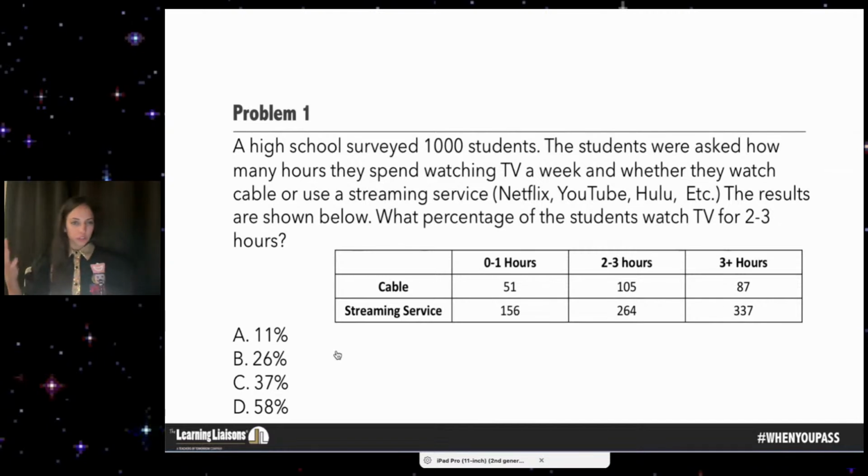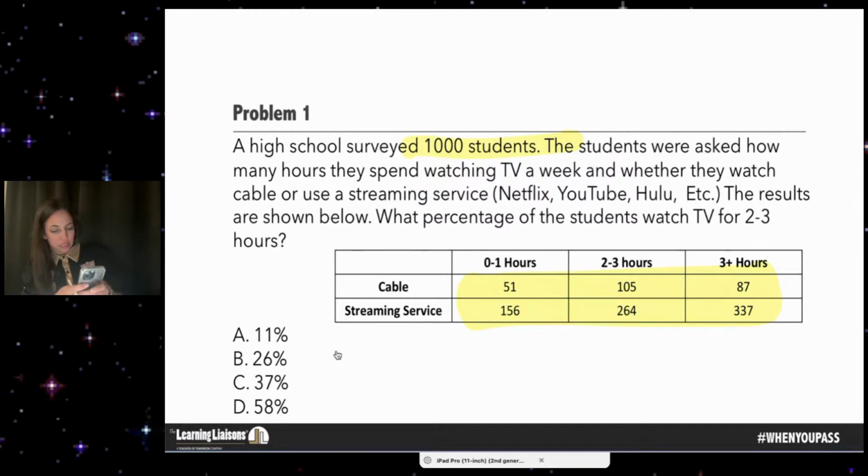So this is what's called a frequency table. It just shows data in a specific manner. And so we know they surveyed 1,000 students. So I'm going to break this word problem down. We know they surveyed 1,000 students. So theoretically, all of these numbers should add up to 1,000, right? And I'm just going to do the math to make sure. Here we go.